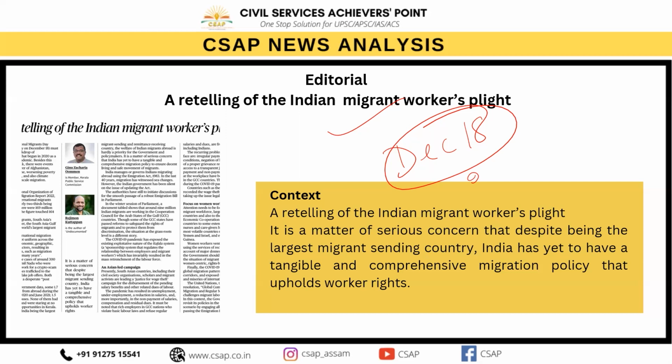So what are the associated concerns? See, it is argued that though India is the largest source of migrants and remittance receiving country, the welfare of the Indian migrants abroad is hardly prioritized by the policymakers. It is also seen as a matter of serious concern that India lacks a tangible and comprehensive migration policy to ensure the safe movement of these migrants and also decent living. So India still governs international migration through the 4 decades old Emigration Act of 1983.